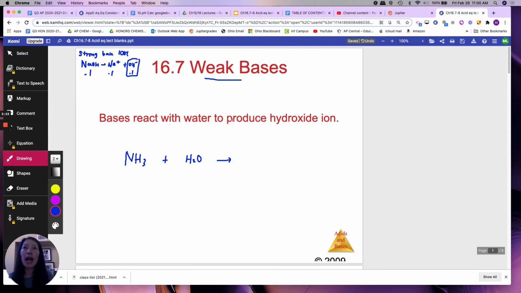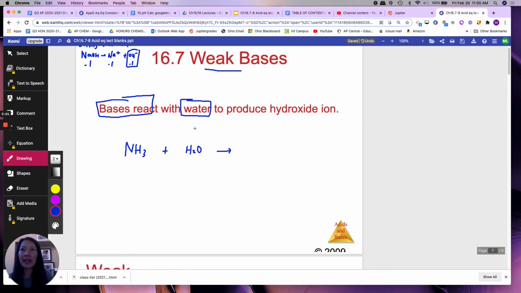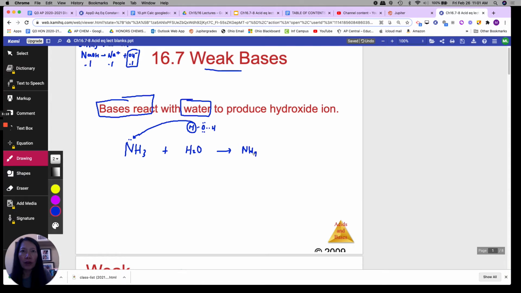Okay, so how do bases react when they go in with water? So here I'm going to have to add water to this, and this is water right here, HOH. The H from the water will protonate the lone pair of the ammonia. So now you're going to have NH4, and now, because you added a proton, it'll be a +1. What's left behind is the hydroxide ion, which causes your solution to be basic. So bases react with water to produce the hydroxide.